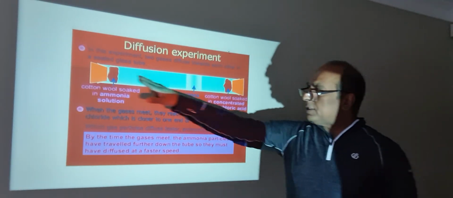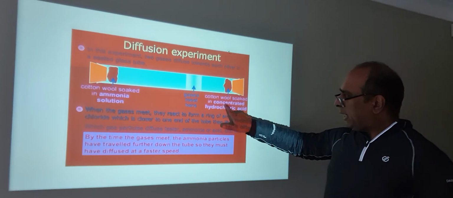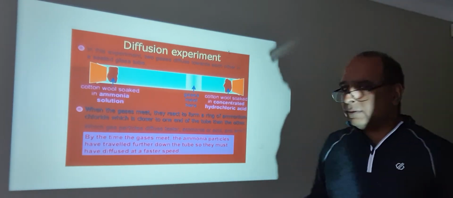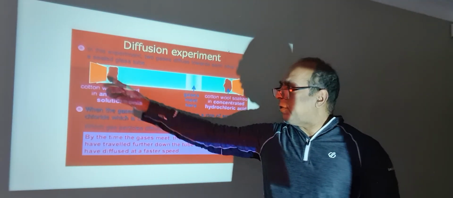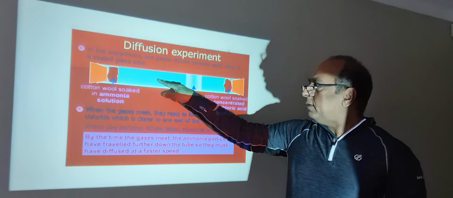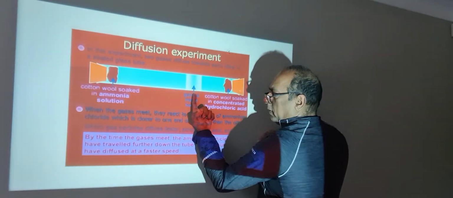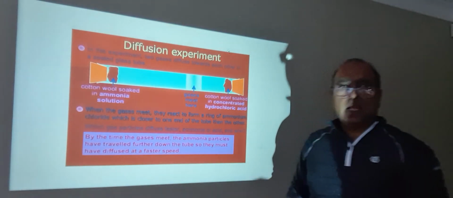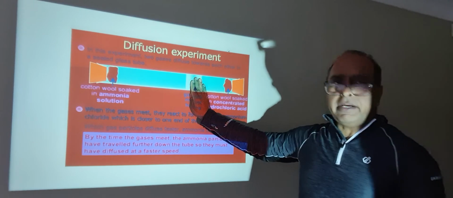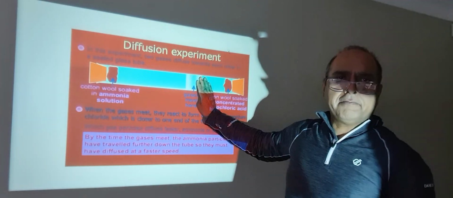As they go into this tube that's got air inside it, the hydrochloric acid will give off a gas called hydrogen chloride. The concentrated ammonia on that side will give off a gas called ammonia. Ammonia travels this way, hydrogen chloride gas travels that way, and where they meet, they make a white mist. Now that white mist happens to materialize closer to the acid end. It materializes further from the ammonia end.